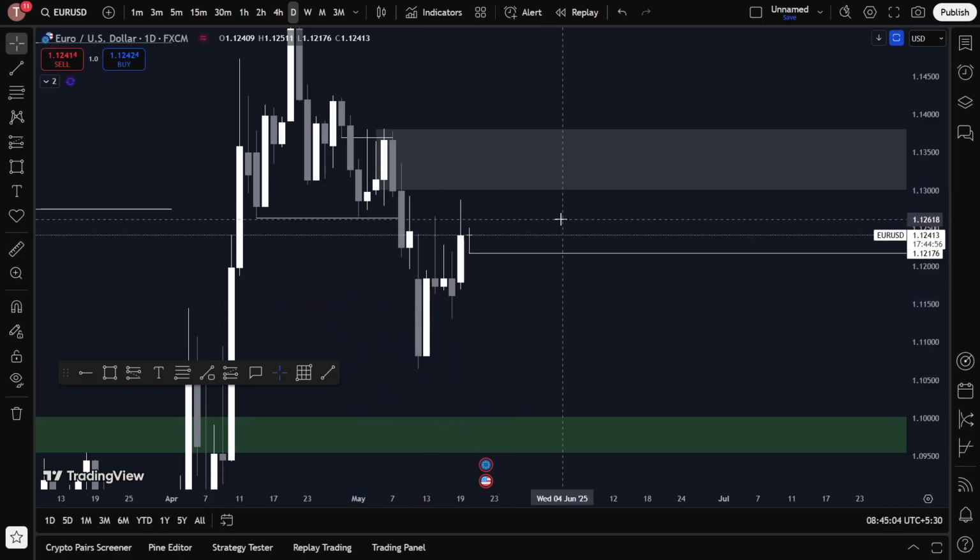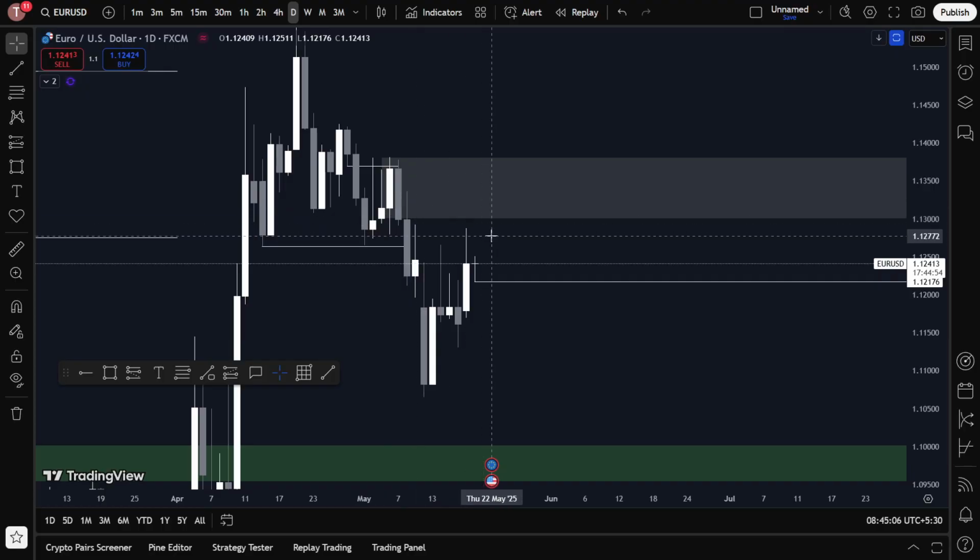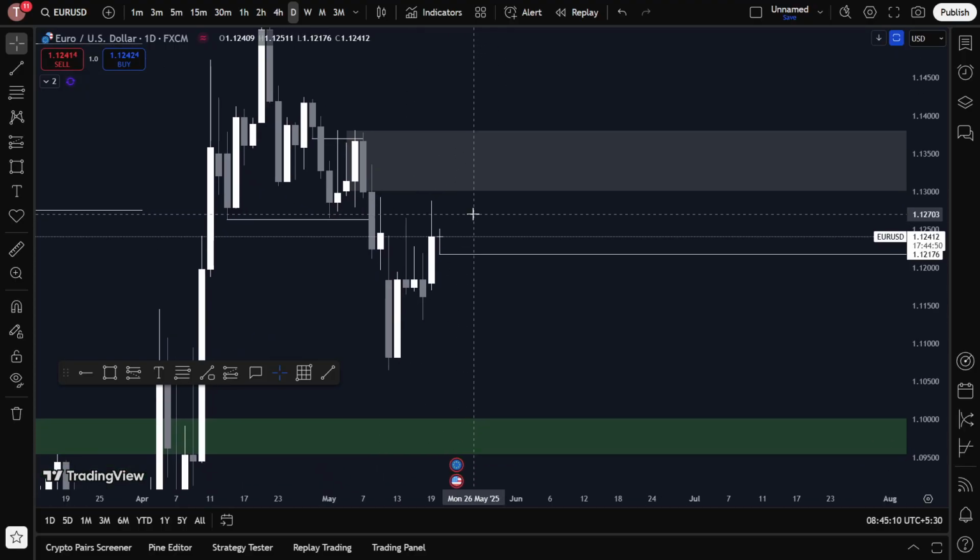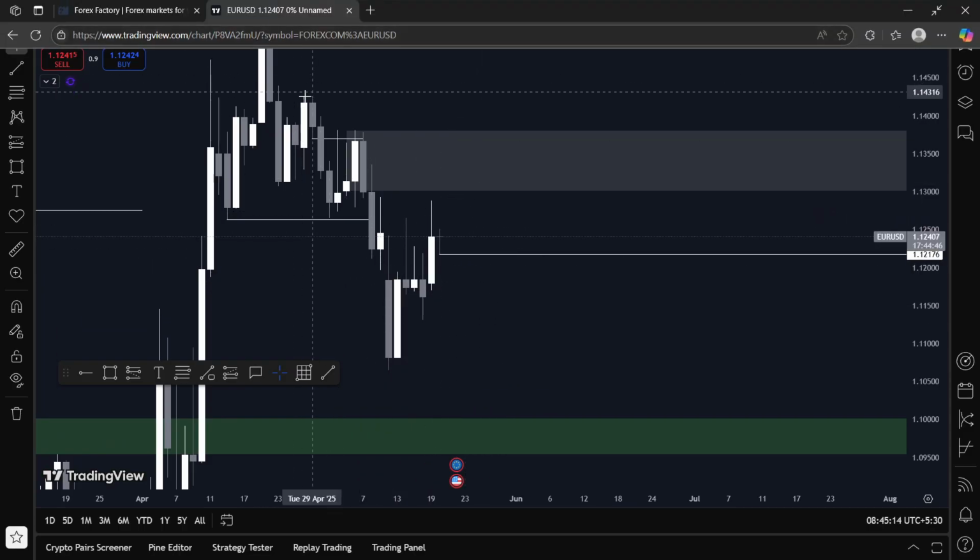So I'm anticipating that this could be the area from where the price could react in the future if we are going to move into the upside direction. So let's move to the 4 hours now.